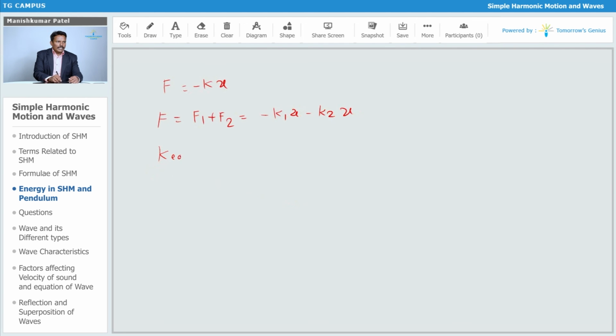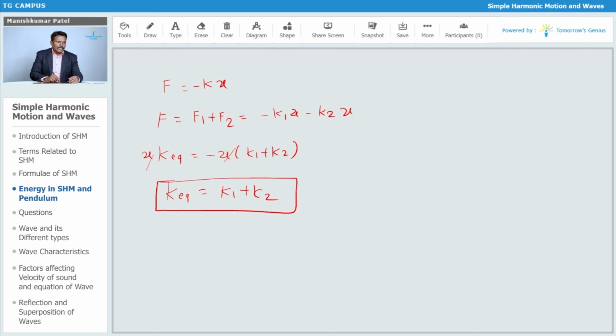Again this is k equivalent. You can take the minus sign and x common, that is k1 plus k2, and further I can write this as F, which is equal to k into x. The x gets cancelled, and magnitude-wise you can write k1 plus k2. So that is the equivalent value for the spring constant.